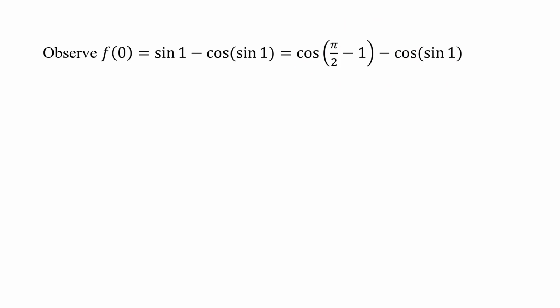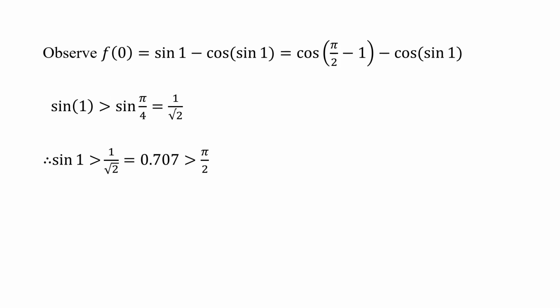So let's try that. Sin of 1 is greater than sin of pi by 4, equal to 1 by root 2, because 1 is greater than pi by 4 and sin x is an increasing function. So sin 1 is greater than sin pi by 4. Also observe that sin 1 is greater than 1 by root 2, equal to 0.707, which is also greater than pi by 2 minus 1, which is 0.5707.